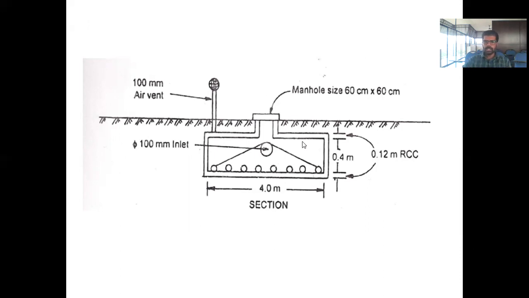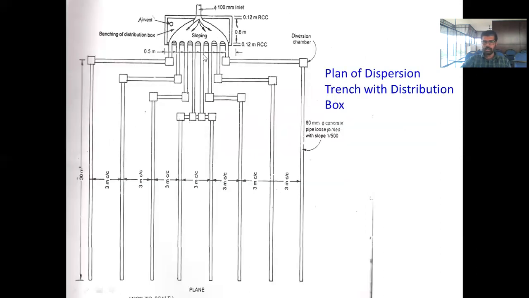This is called the distribution box, where there will be a manhole also to inspect all those things. There will be a manhole on the top of it. An air vent will be there. So this is the distribution box. This is the benching of the distribution box, where we give slope so that the water properly reaches all these trenches or pipes.